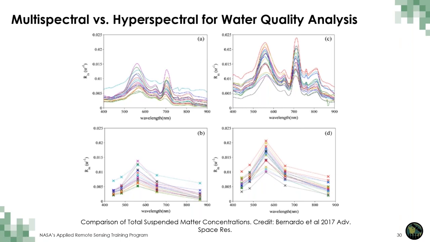In this case, the lack of bands in the near infrared, particularly between 700 and 850 nanometers, does not allow for the use of several spectral features to discriminate between the different sites. And you see here the differences, particularly between 700 and 800 nanometers, which you cannot see with the Landsat data.